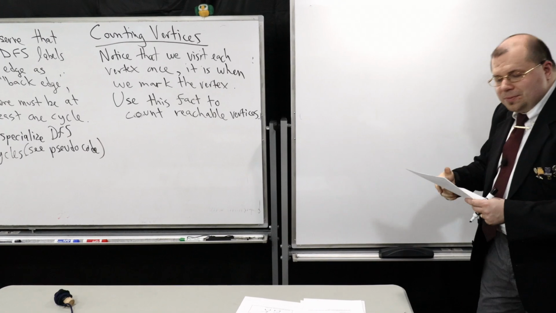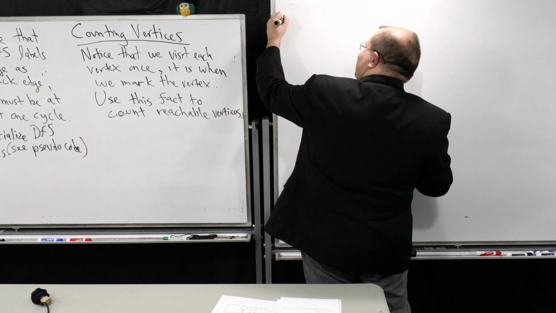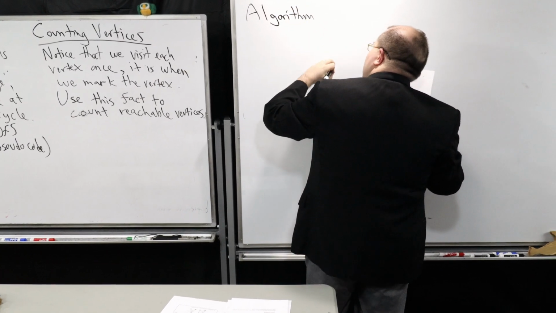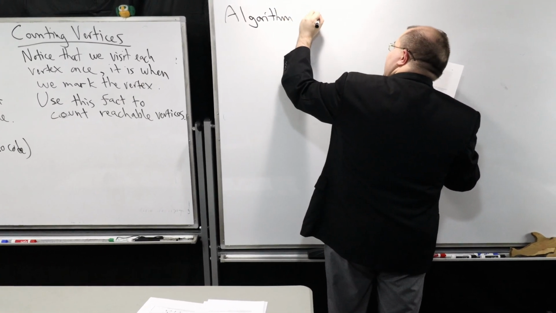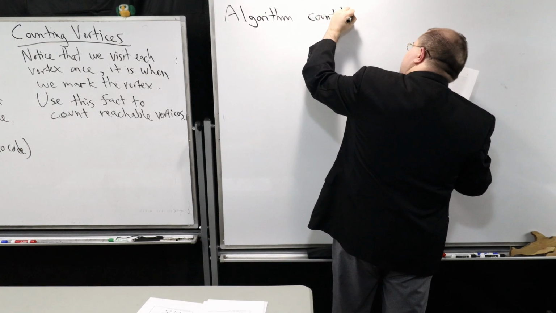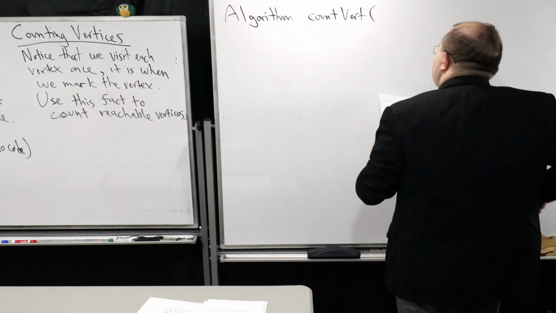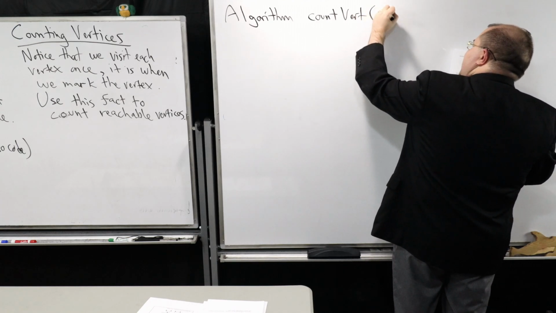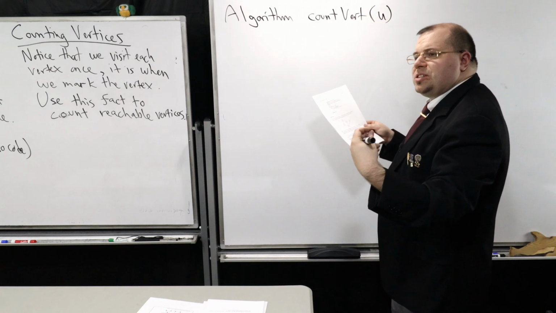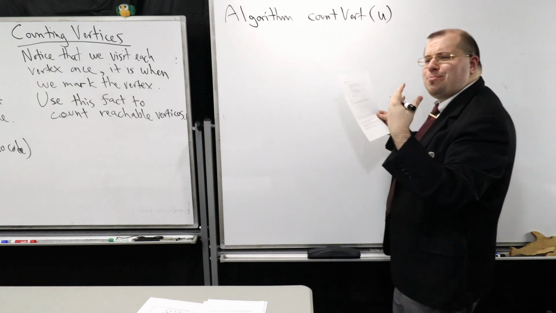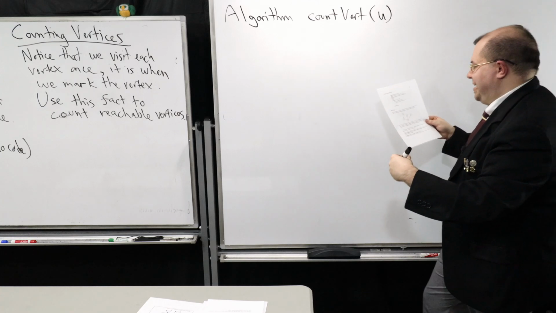So here we go. Let's look at the algorithm. I'm going to call it count vert. Imagine I give you some vertex. Count vert's job is just going to be to count all the vertices. For some reason, my brain is melting. I'm just so excited here.